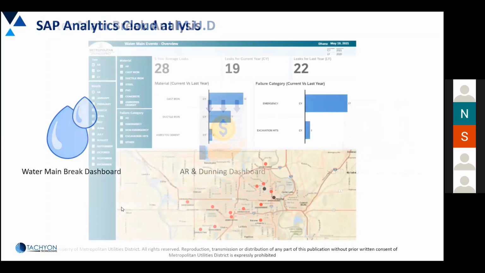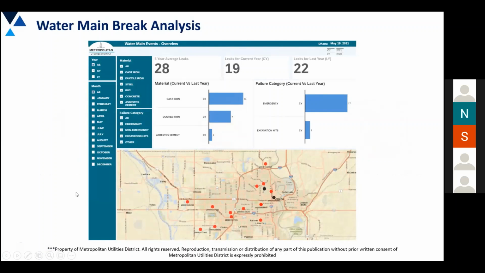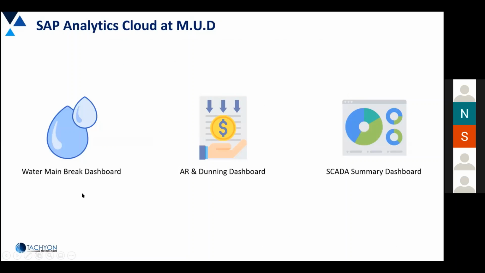If you look at the current slide, if you can go back, Kishore. I just want to highlight a few dashboards we have built in MUD using SAP Analytics Cloud: the water main break dashboard, the AR dunning dashboard, and the SCADA summary, right? We'll go one by one. I'll start with water main break. Next slide, please.